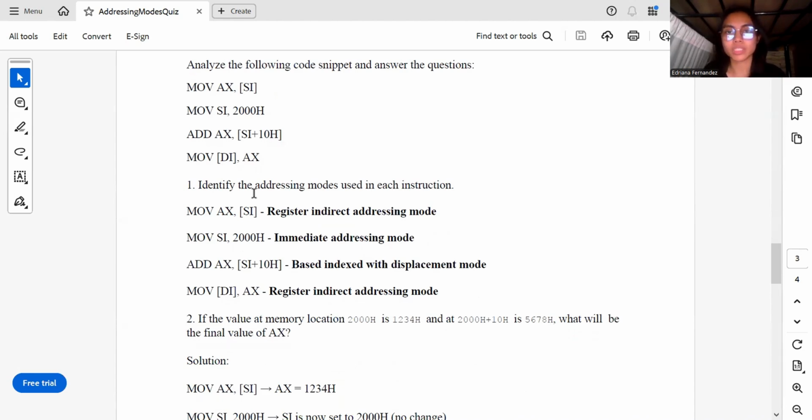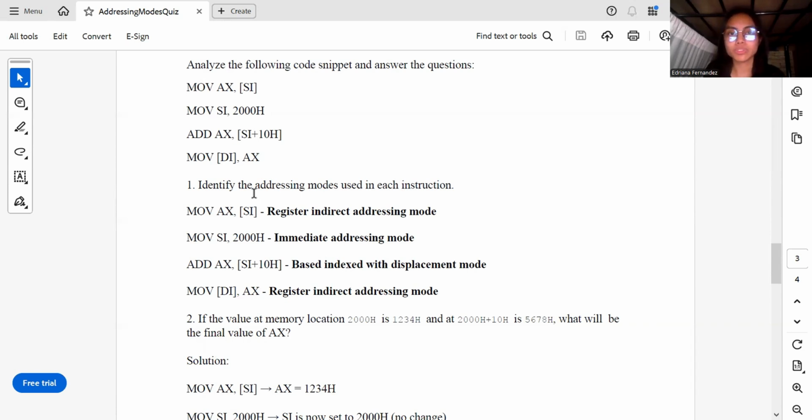Next, move the immediate value 2000H into the SI register. My answer is immediate addressing mode because the immediate value of 2000H is loaded directly into the SI register. The hint here is having the immediate value, which is the 2000H. Next is add the value from the memory location calculated by SI plus 10H to the AX register. So my answer is base index with displacement mode because the address is calculated by adding the SI and 10H.